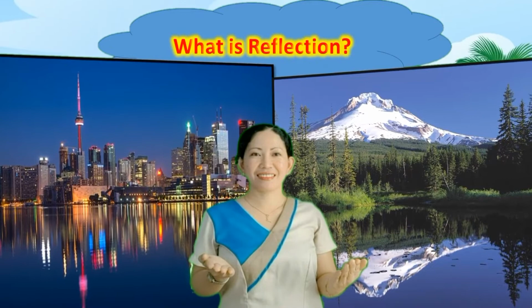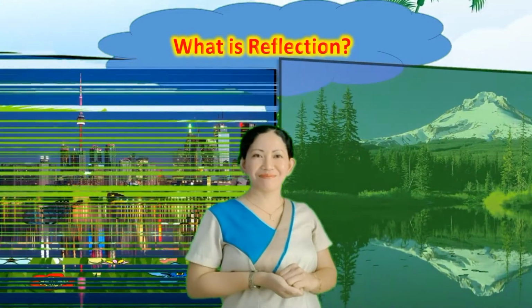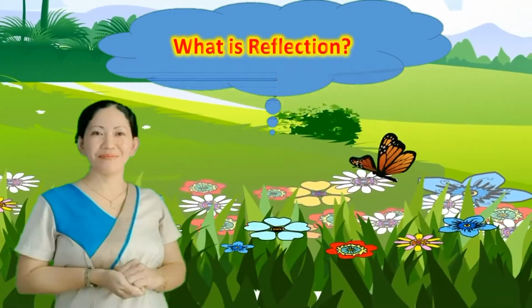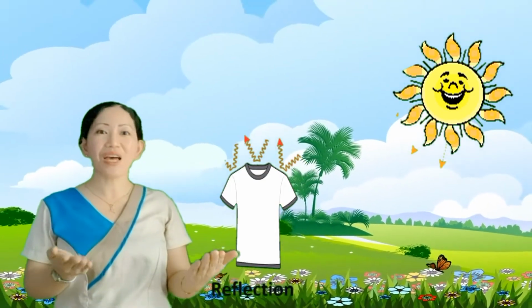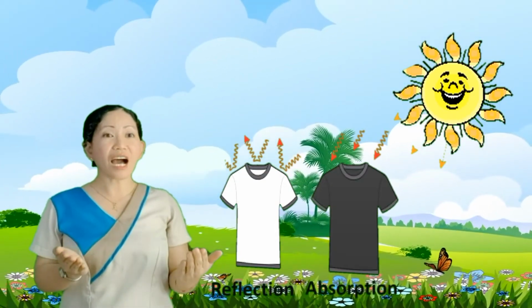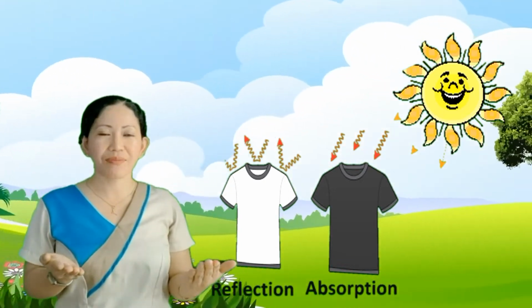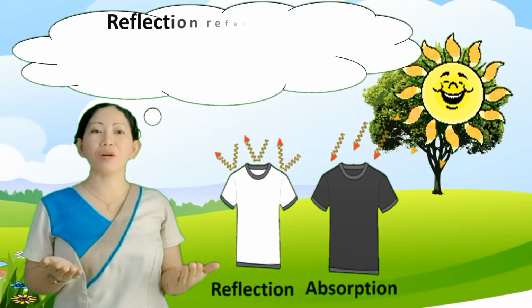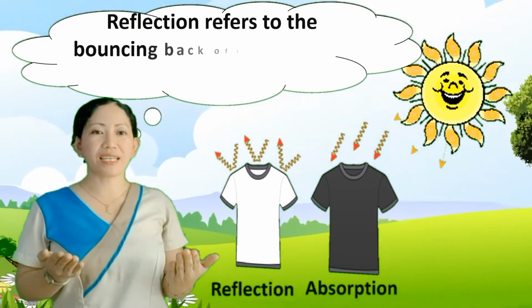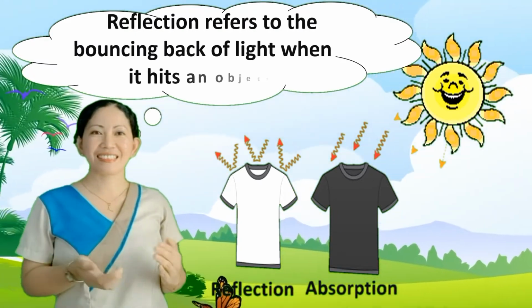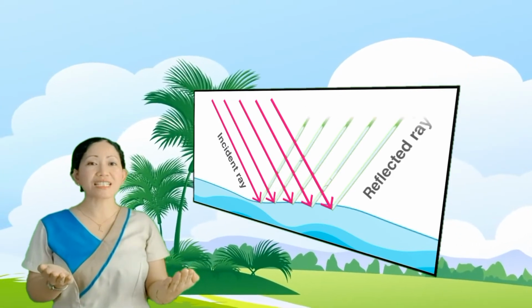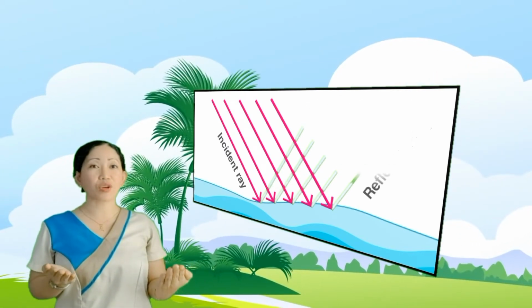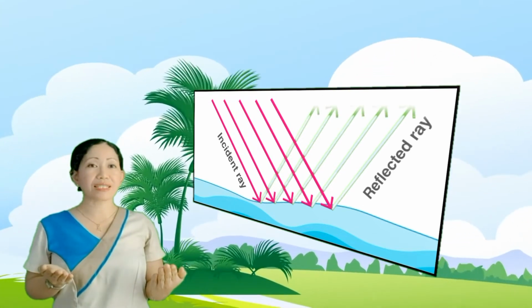What is reflection? Alright, reflection is the opposite of absorption. When less light or heat energy is absorbed, more is bounced. Reflection refers to the bouncing back of light when it hits an object. It means that the light or heat returns after striking a surface. It is simply reflected off.